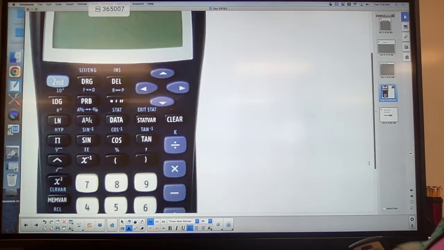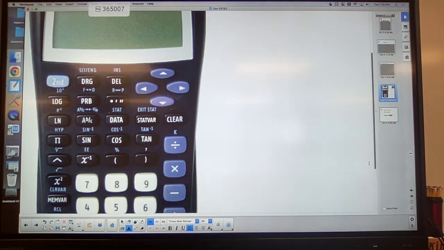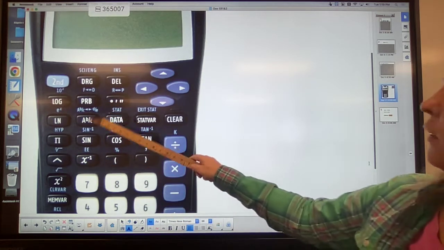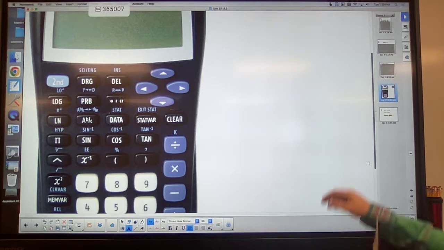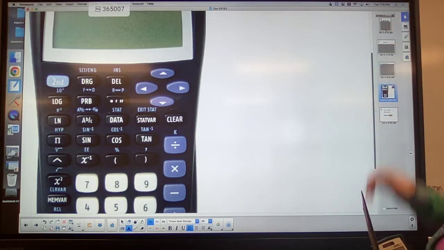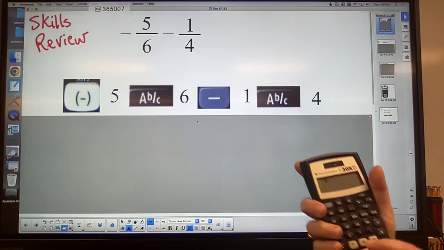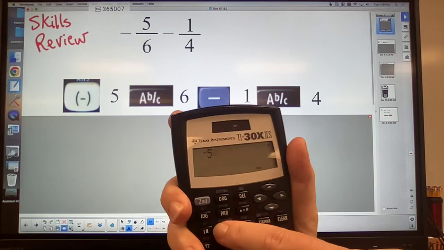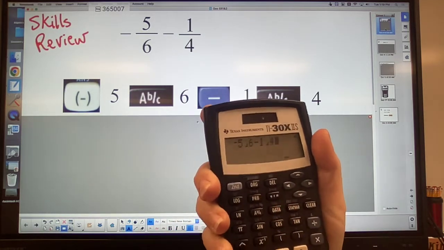Where's that fraction button? If it's one like mine, it's ABC, like this. Some others have, it actually looks like a fraction. It has a picture of a fraction on it. Find your fraction button and figure out how that works. When I type it in, it actually doesn't look very fraction-like. I'm going to go negative 5 fraction 6 subtract 1 fraction 4.